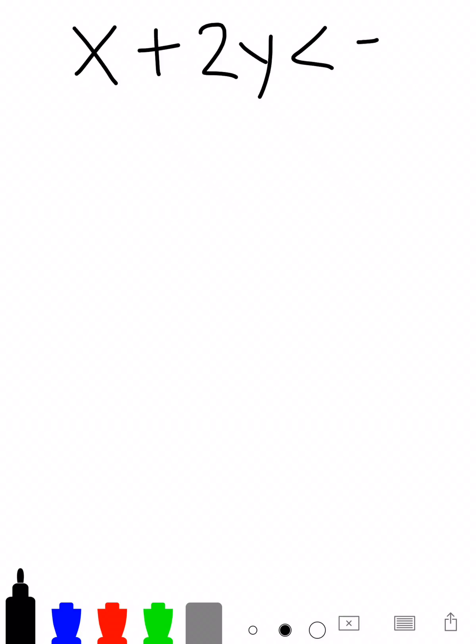Let's do another one here. Let's say I'm given an inequality x plus 2y is less than negative 2. x plus 2y is less than negative 2. Pause this video and see if you can work it out on your own. All right. First thing to do is to make a cross.